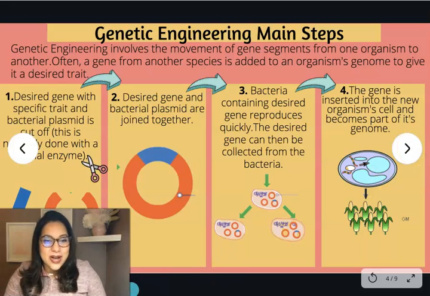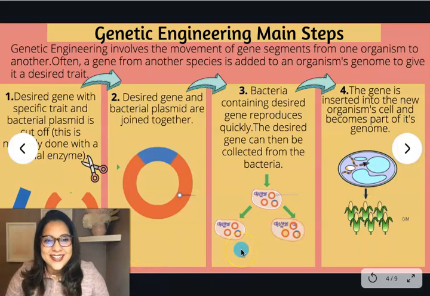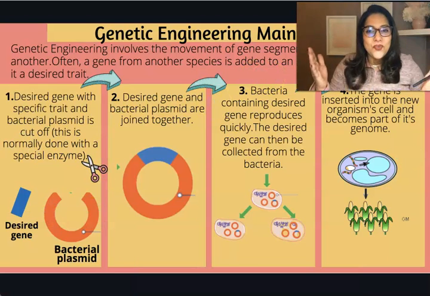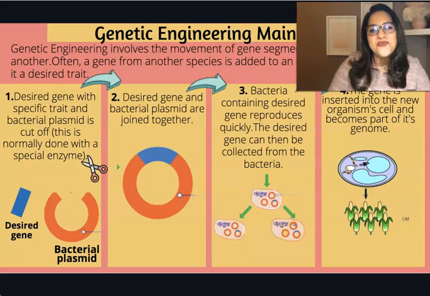So the first process we want to go over is genetic engineering. And genetic engineering involves the movement of gene segments from one organism to another. Often, a gene from a species is added to an organism's genome to give it a desired trait. So what do we mean by that, right? Let's go over some basic general steps involved in genetic engineering.